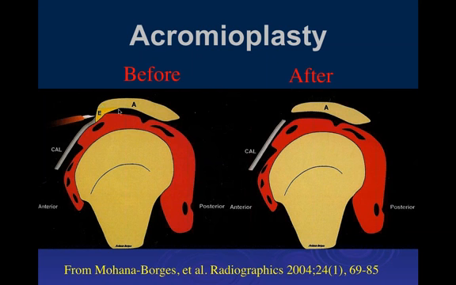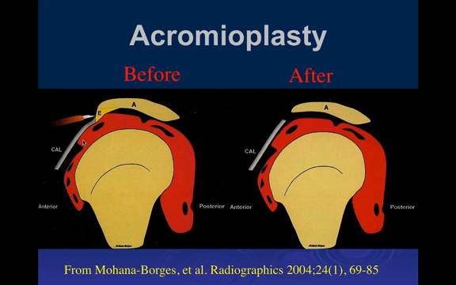Now, a real risk of acromioplasty is if you remove too much bone, you can actually create an instability of the shoulder. So typically, you try to just resect the osteophyte and bring it back to the normal anatomy of the acromion process. John, do you want to comment?